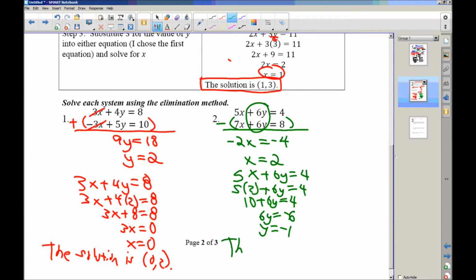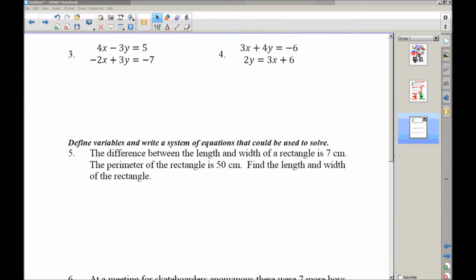So the solution is 2, negative 1. And once again, you should do a check, just a mental one at least, just to check yourself. Okay. All right, this concludes our second page. Let's take a look at the last one for today. On our last page here, we have 2 more example problems, and then we have 2 word problems where we just write the system, but we do not have to solve. So some more practice. All right, number 3.